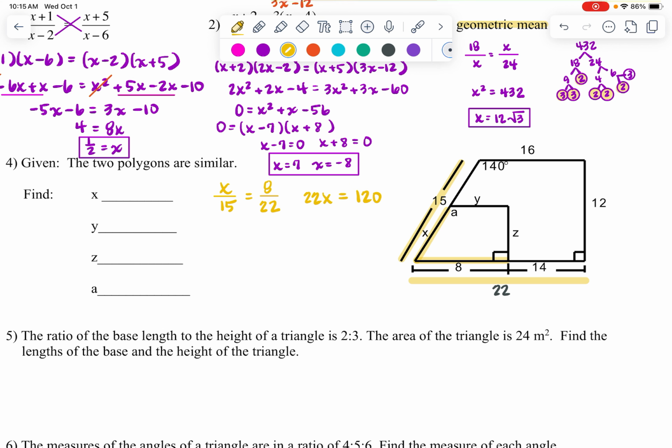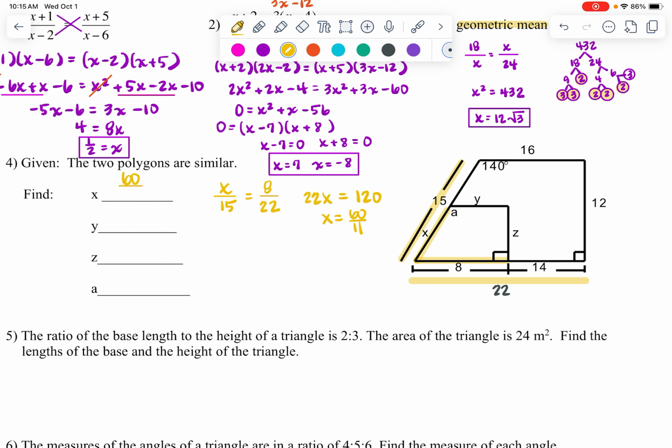Now when I divide that by 22, I get this 5.454545 repeating. I don't want that. We're not going to round unless it tells us to, and it does not. So I'm going to hit math, enter, enter, and just tell my calculator to give me the improper fractional version of that in reduced form, which is 60/11ths.